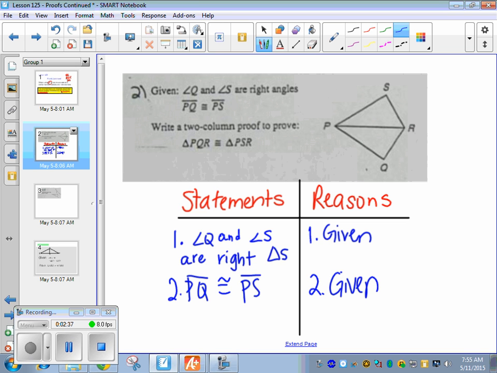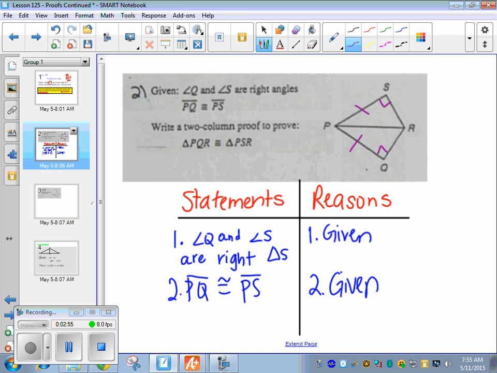Okay, always mark it on your picture. It's a lot easier to see it. So we have Q and R are right, or sorry, Q and S are right angles. And we're also going to mark PQ right here, congruent to PS.